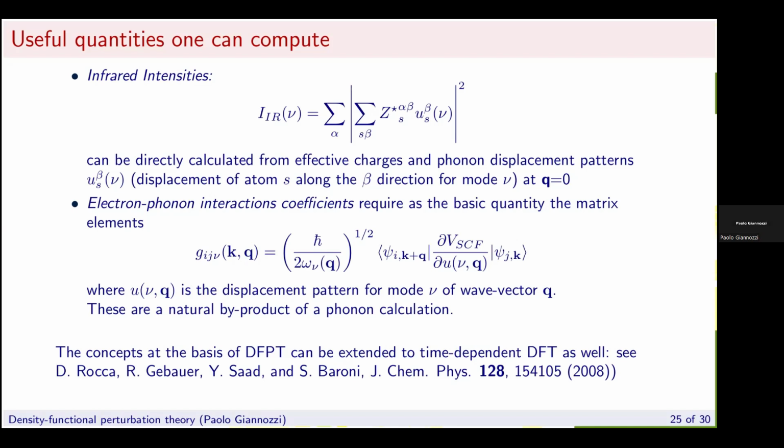The linear response to a phonon displacement is implicitly computed. What is computed actually is the linear response of the potential to a single displacement of an atom. But once you have the phonons, you can reconstruct from them the linear response to a phonon and compute the matrix elements, and then you can compute all kinds of quantities related to the electron-phonon interaction coefficients.